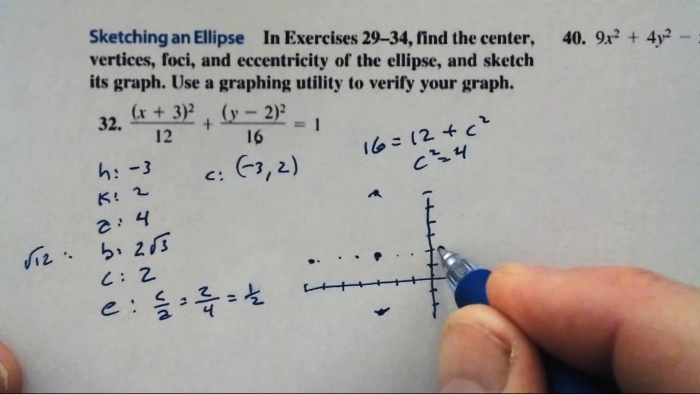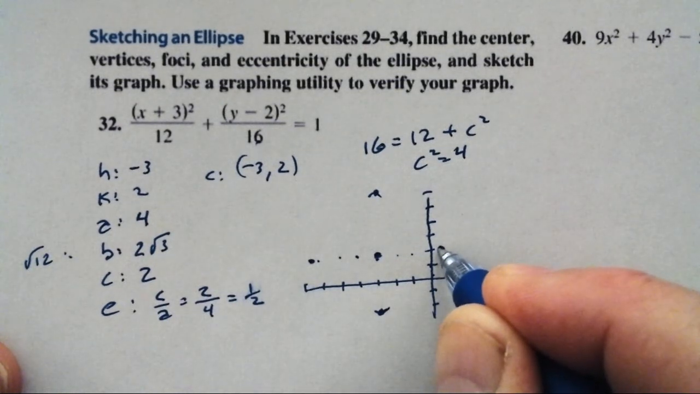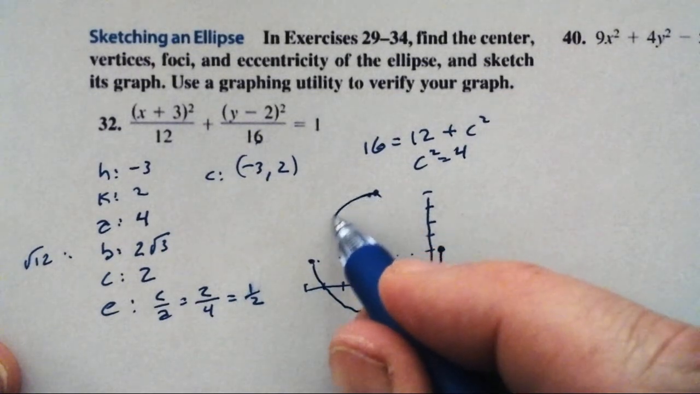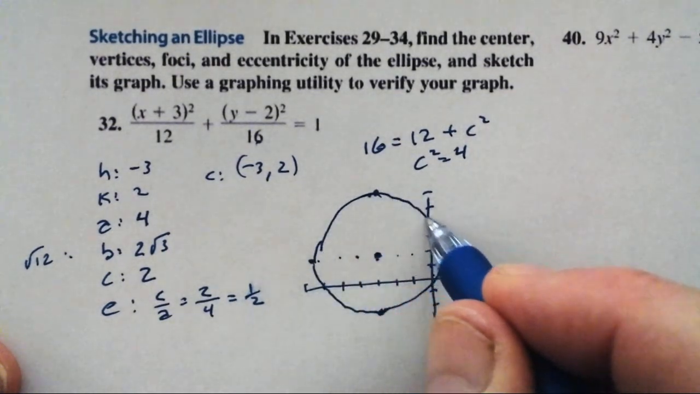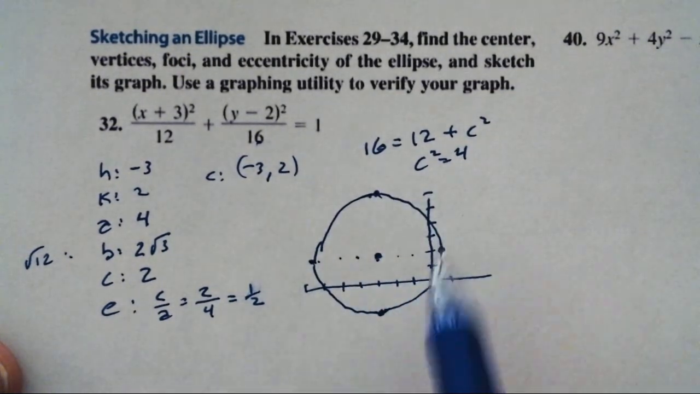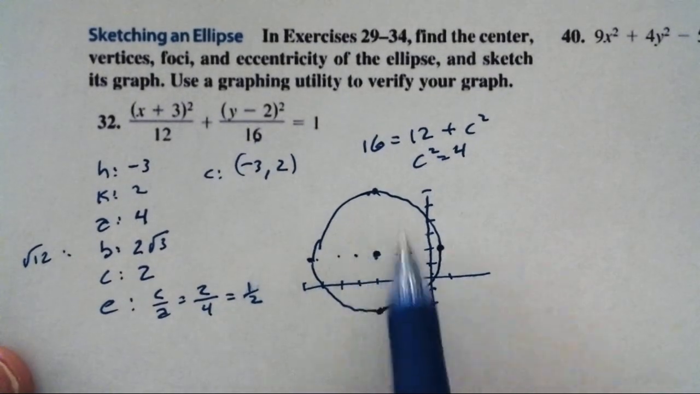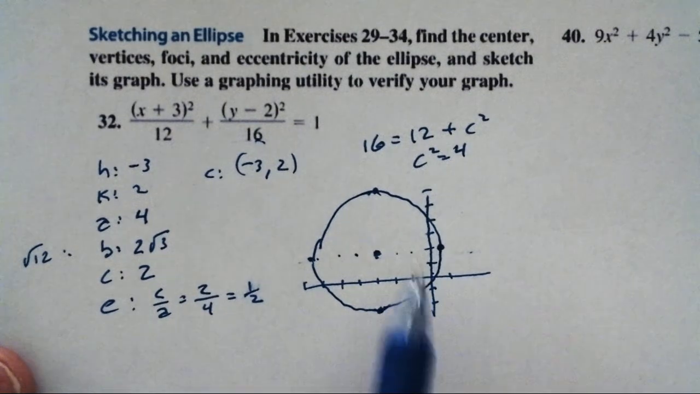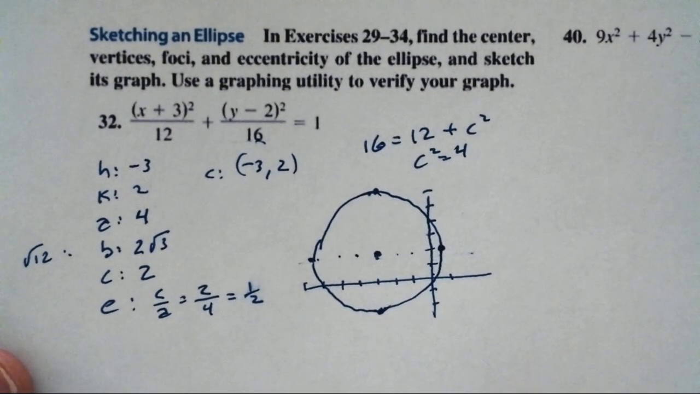Mine doesn't look like it's tall and skinny. I think my scaling's not the best. Mine really looks like it's shorter. But remember I said it was going to be kind of a midland here. So this one's really taller than it is wide. But we can see that by the scale. I'm just not square with the scale.